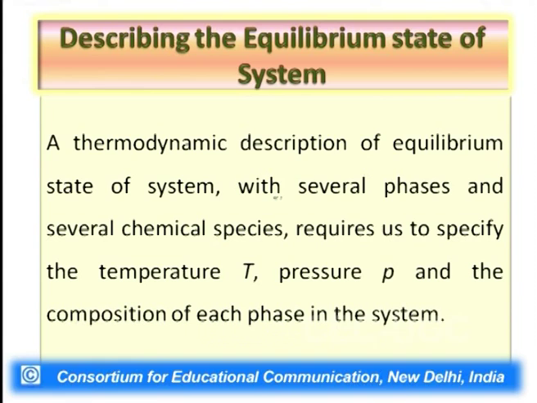So here also, from thermodynamic point of view, a thermodynamic description of equilibrium state of a system having several phases and several chemical species requires us to specify the temperature, pressure, and the composition of the system. As far as the temperature and pressure is concerned, I would like to point out to the viewers that so long as there is no adiabatic or rigid wall which separates the phases present in the system, then the temperature and pressure of all the phases which are in equilibrium remains the same. So the temperature and pressure of the system at equilibrium would also be the temperature and pressure of each phase present in the system.